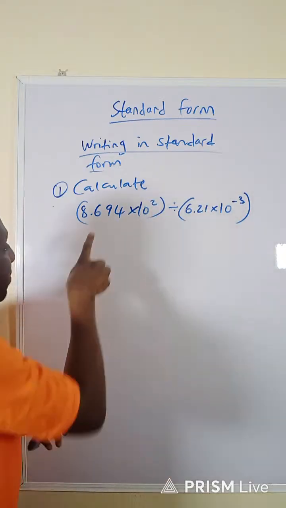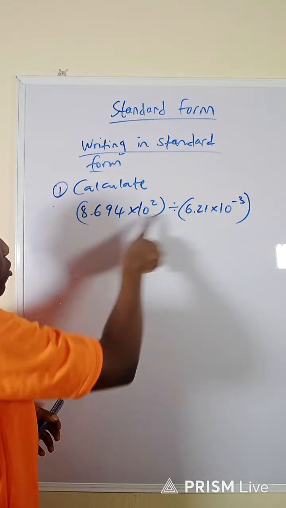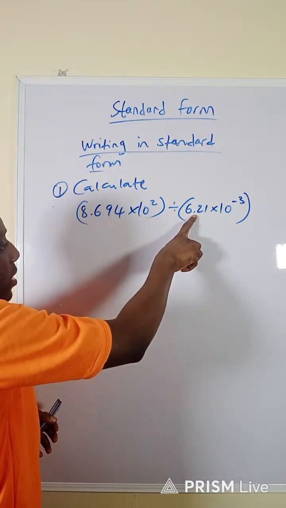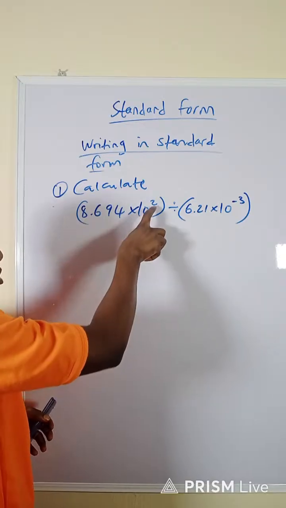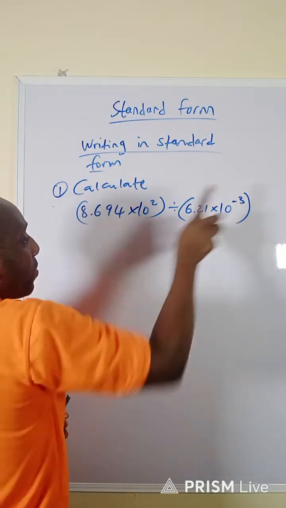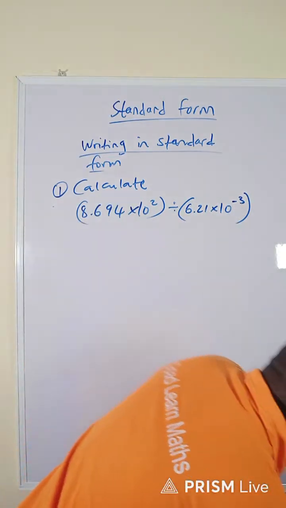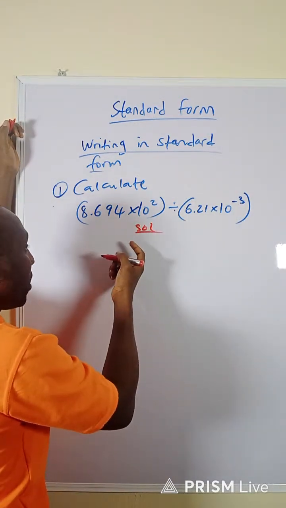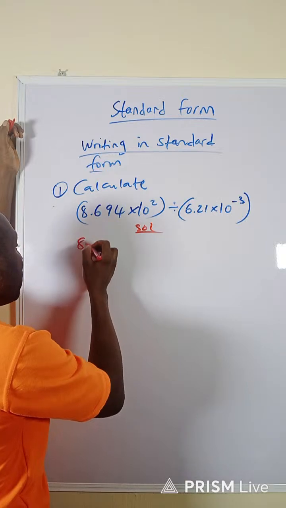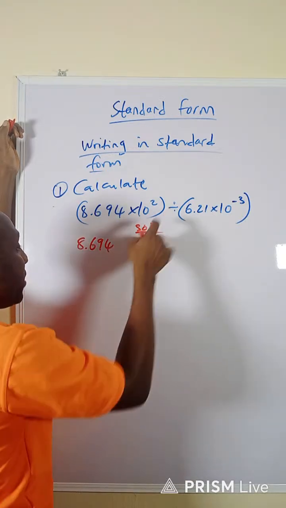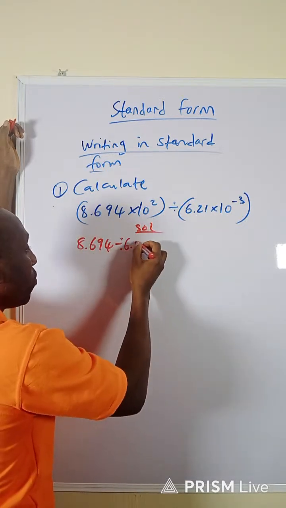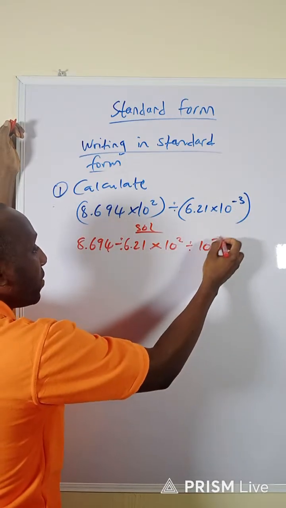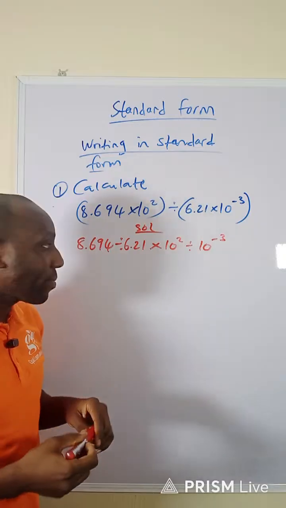So what I'm going to do, guys, is divide this number by this number. So I will do 8.694 divided by 6.21 times 10 raised to the power 2, divided by 10 raised to the power negative 3. Let me break it down like this so you understand what I'm saying. Solution: 8.694 divided by 6.21 times 10 raised to the power 2, divided by 10 raised to the power negative 3. Are you seeing that, guys?